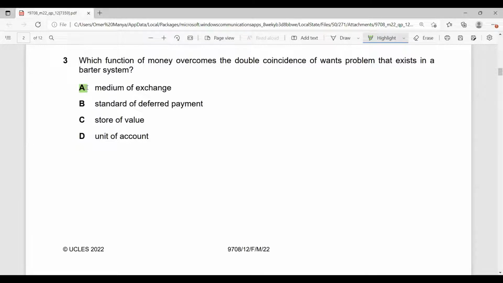The fact that money acts as a medium of exchange means that you no longer have to find someone who wants what you have to offer. Instead, you can just pay them cash. So the exchange takes place via money, and no longer do you need two parties to exchange goods and services. This solves the problem of the double coincidence of wants.